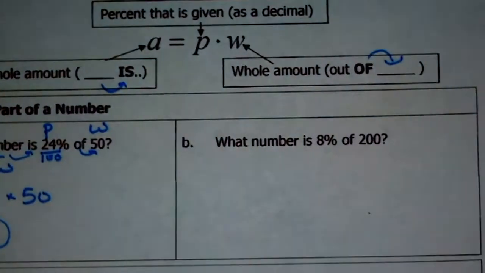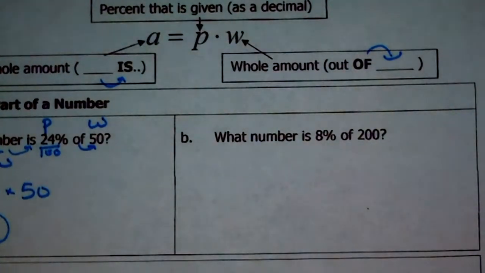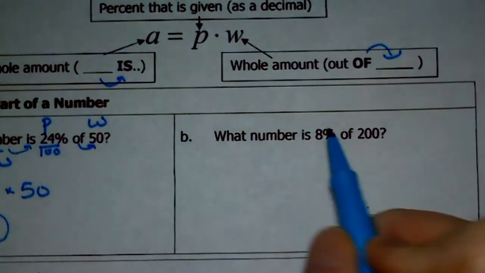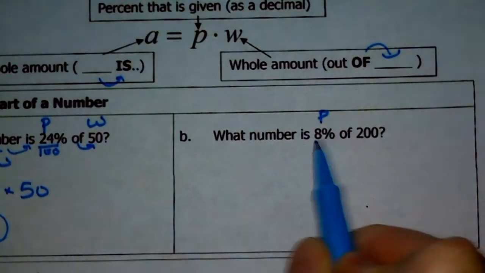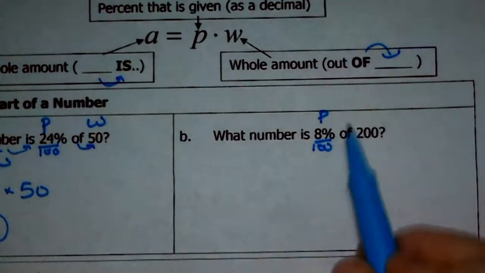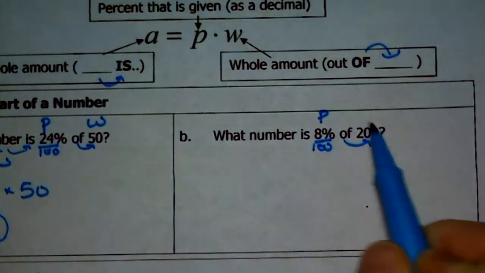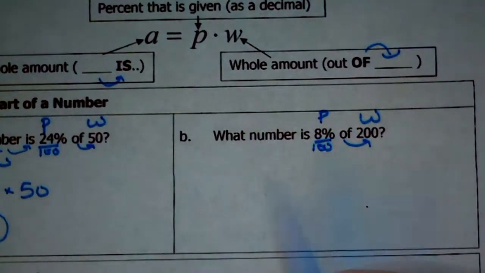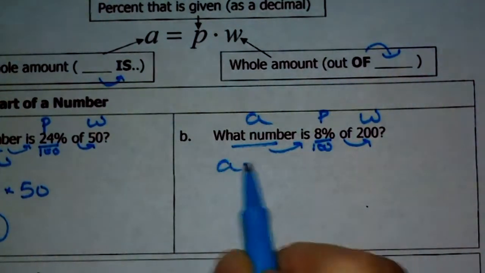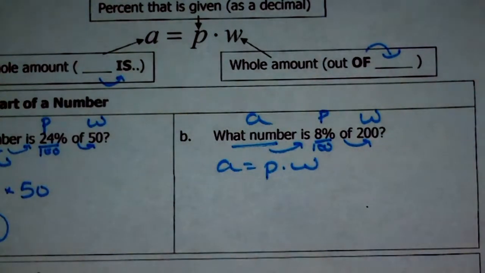All right, let's try one more of these. What number is 8% of 200? So first off, here's the one with the percent sign after it. I'm going to put a P above that, and I'm actually going to write divided by 100 underneath, so I don't forget to do that. And it's out of 200, so the whole amount is 200, and it's what number is. That means we don't know. So A equals P times W. The A still stays A because we don't know what it is.